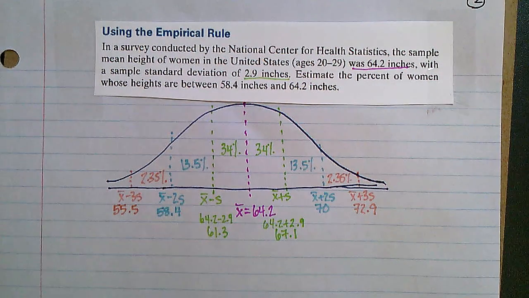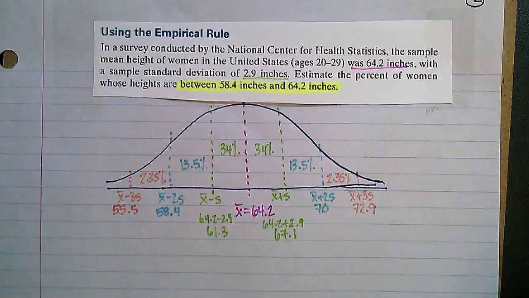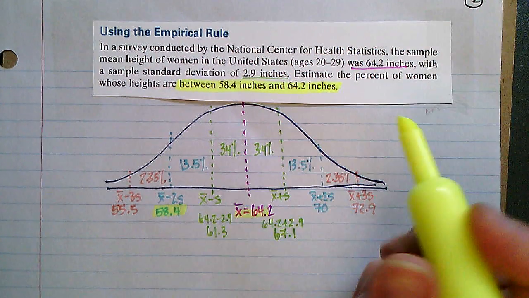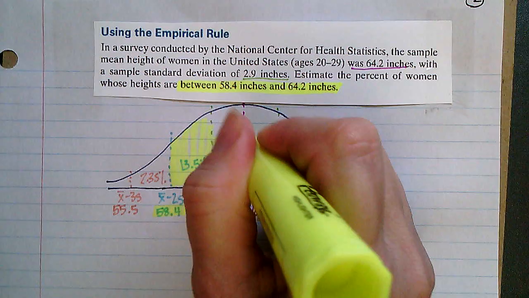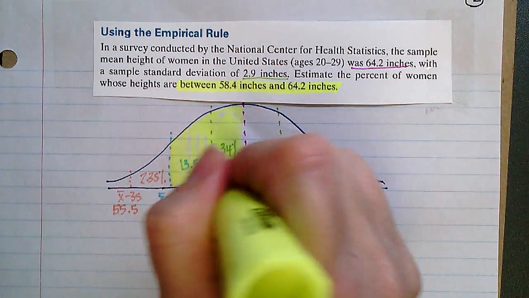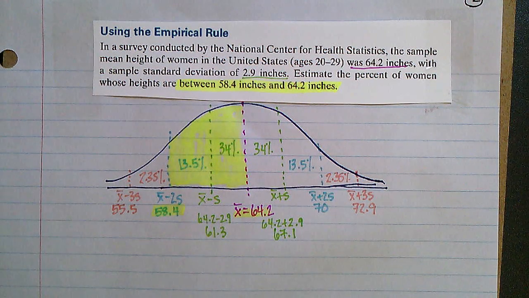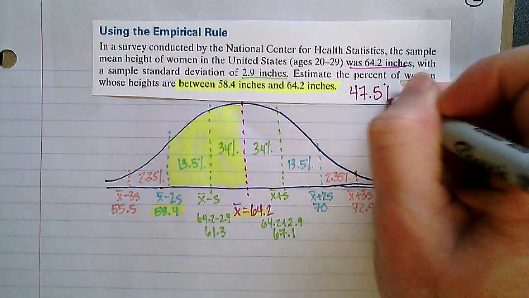Okay, so the question was, estimate the percent of women whose heights are between 58.4 and 64.2 inches. So here's my 58.4, here's my 64.2. So that's going to be all of this data within these two sections here. So the percent of women that are between 58.4 and 64.2 inches would be 13.5 plus 34, so 47.5%.